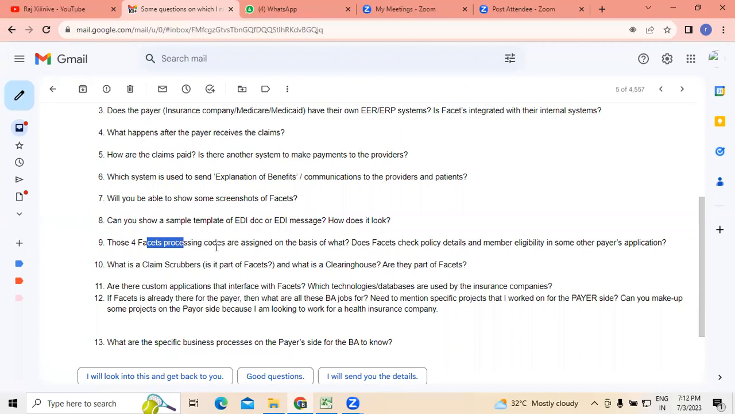Next, Facets processing codes are assigned on the basis of what? Processing codes, because procedure codes are different. Diagnosis codes are different. Claims related stuff, claim code is different. For example, I want to send a claim, the kind of code number I use is different. Understood? For procedure, there is a separate code. In this procedure, there are a lot of procedures, maybe 100.